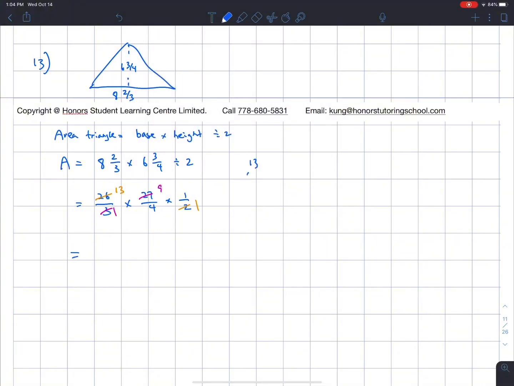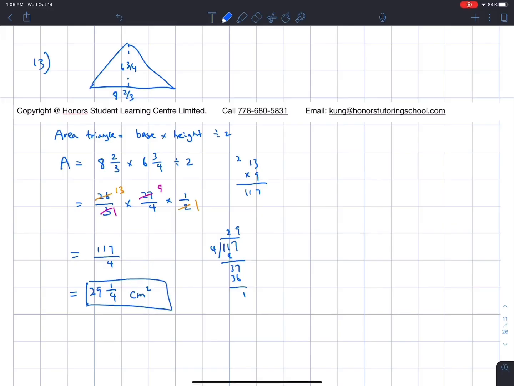So now we have 13 times 9. 9 times 3 is 27. 9 times 1 is 9, plus 2 is 11. We get 117/4. So 117 divided by 4. 4 times 2 is 8. 11 minus 8 is 3. 4 times 9 is 36. So we get 29 and 1/4. And this will be in centimeters squared, because this is area, that's why it's in square units. It's in centimeter because both the base and the height are in centimeter.